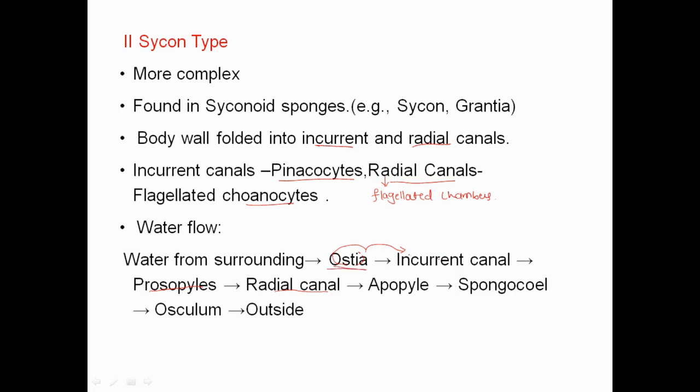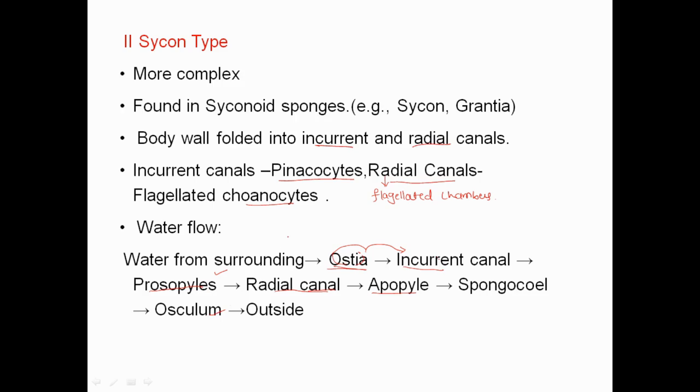Through the ostia, the water will enter the incurrent canal. From the incurrent canal, the water will enter the radial canal through the minute pores which are called the prosopyles. Now, from the radial canal, the water will enter the spongocoel through the pores called the apopyle. Now, from the spongocoel, the water will be expelled out of the body through the narrow opening, which is the osculum. Is it clear?